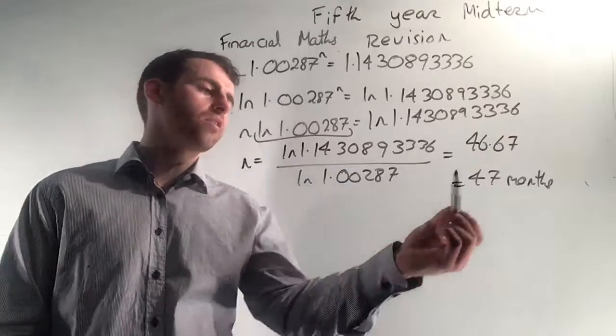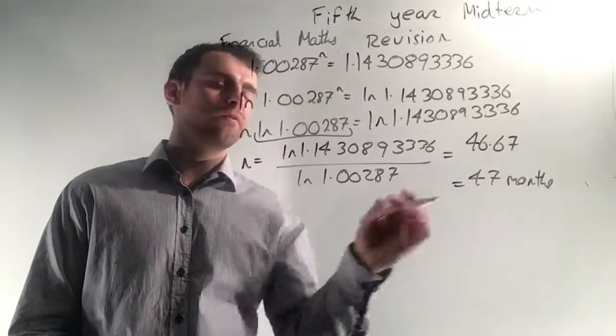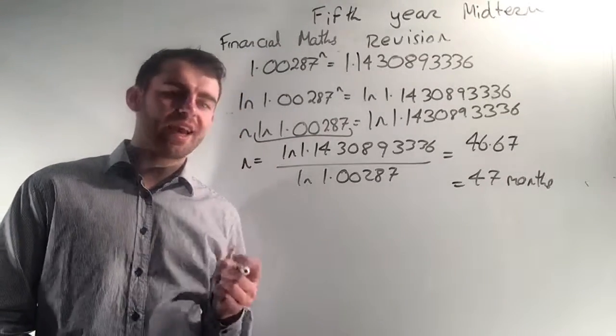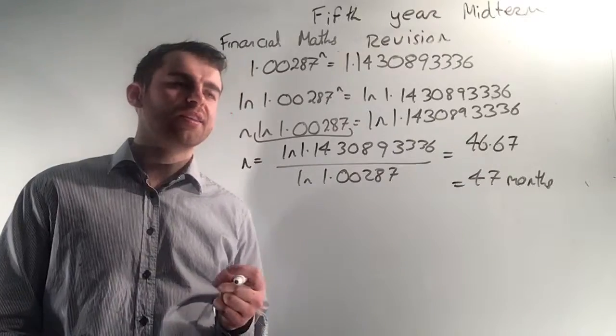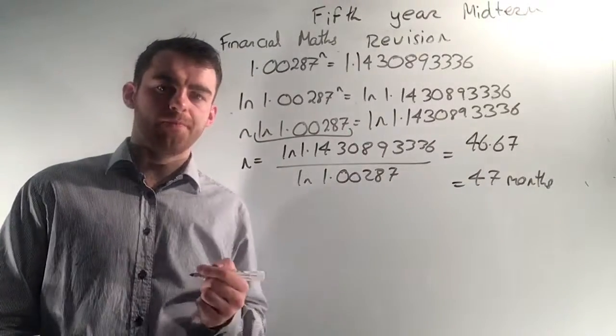Plug it into your calculator, you get 46.67, and obviously we can round that up to 47 months. It's going to take Dan and Kate 47 months to save 25,000 euro if they're investing 500 euro a month.